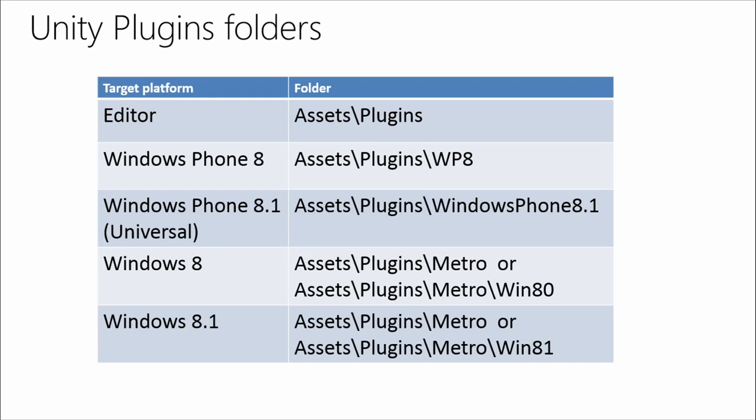And this is all new if you've done anything before. This is stuff they've added in recently. And then again, for Windows 8.1, I've got Metro or Metro Win 8.1. If I need to discern between the two versions of Windows 8, I can do that within the Metro folder.